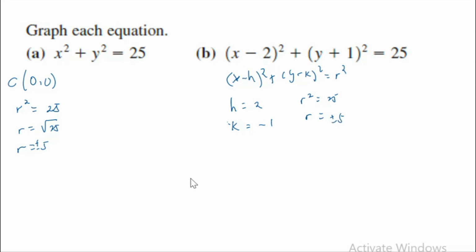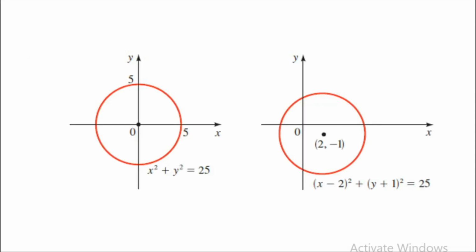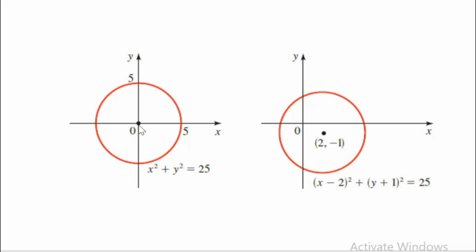Now, since we are asked to graph each equation, we're going to use this data, the center, which is the origin, and the value of the radius. The same goes for letter B. This is now the graph of letter A. Since the center is the origin and the radius is 5, count 5 going to the right, 5 going up, 5 going to the left, and 5 going down. If you connect all the points, then it becomes a circle.